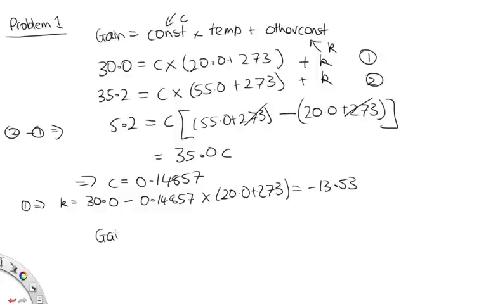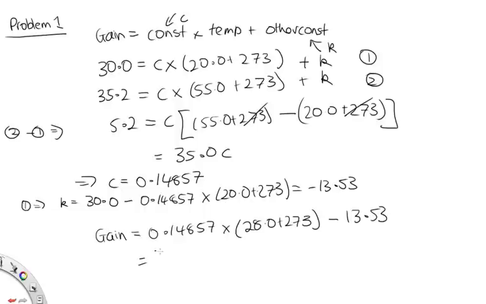So we have the gain is equal to c, so that's 0.14857, times the temperature, which is 28.0 plus 273 kelvins, plus this constant k, which is minus 13.53. Solving that on the calculator, we end up with 31.2. So that's our gain there.